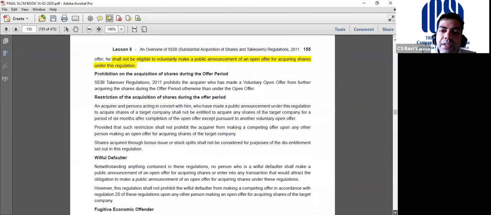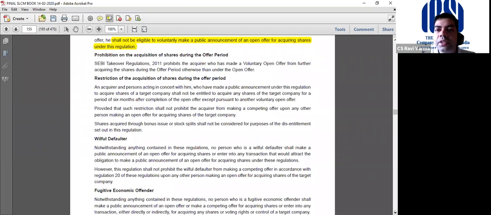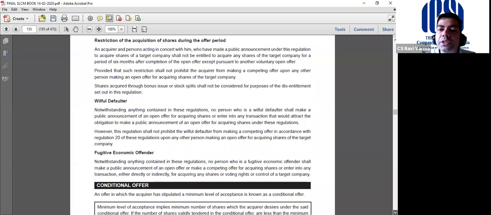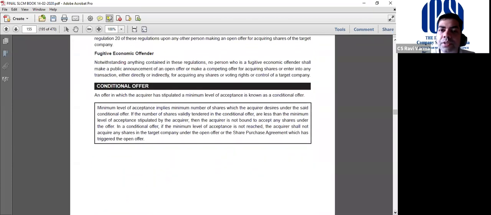A voluntary offer can be made if you have not made any acquisition during one year. And why is the voluntary offer concept popular? Because a voluntary offer can be made even if you are holding 0% of shares. Means you are not holding any percentage of shares. You can make a voluntary offer.